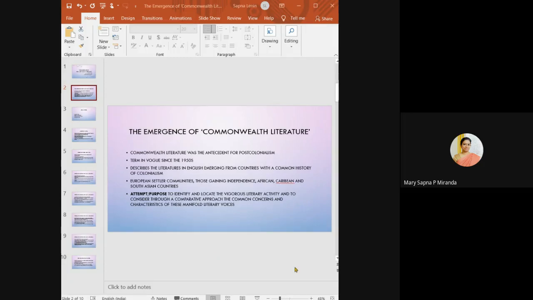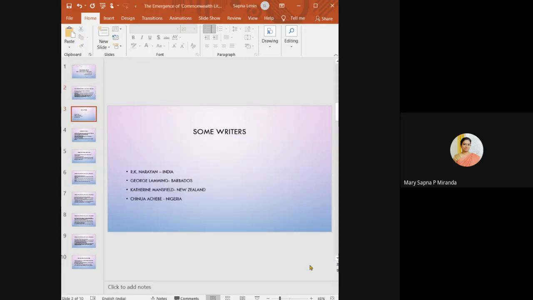So now you look at some of the writers who are familiar to us. Just a very few examples. India, you have R.K. Narayan. Then there are many more. We're just talking about one or two examples. Then from Barbados, West Indies, you have George Lamming. New Zealand, Katherine Mansfield. Nigeria, Chinua Achebe. I hope you're familiar with all these names. These are some of the major names of people who wrote, especially during the initial stages of the emergence of post-colonial literature.